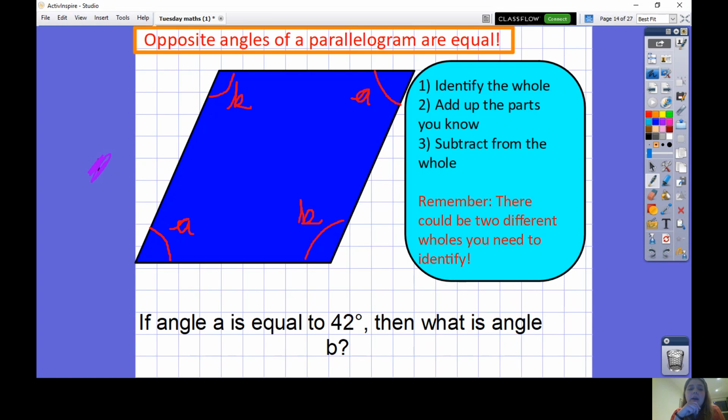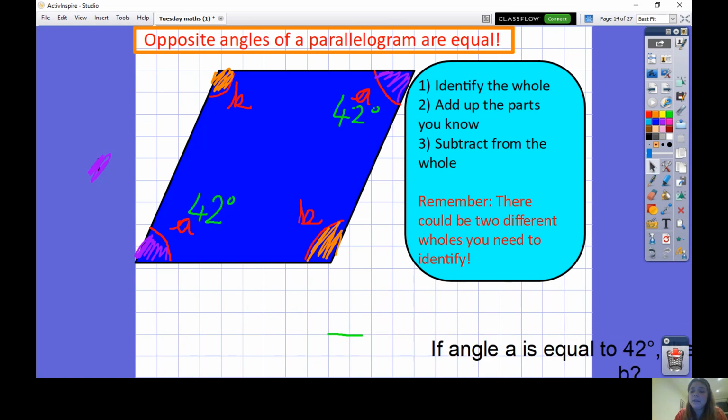So in a parallelogram, the opposite angles are equal. That means angle A here is the same as angle A up here. It also means that angle B here will always be the same as angle B. So let's look at this question then. This question says angle A is 42 degrees. That means this is 42 degrees and this is 42 degrees. I need to find out angle B.